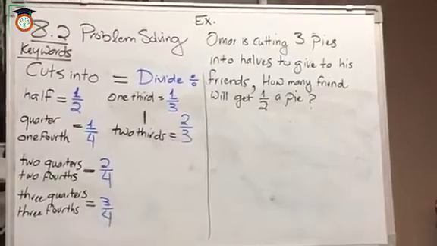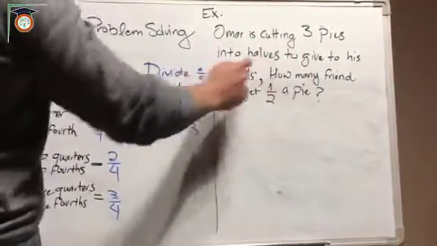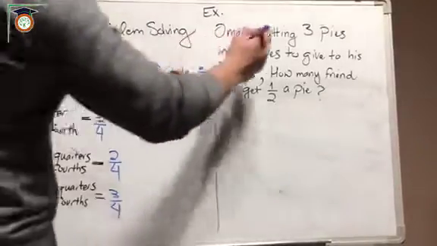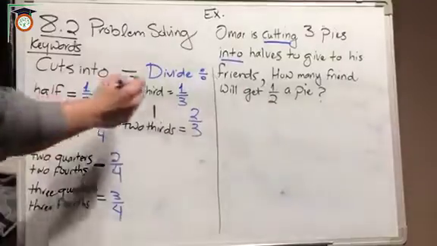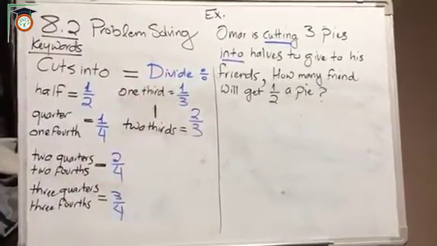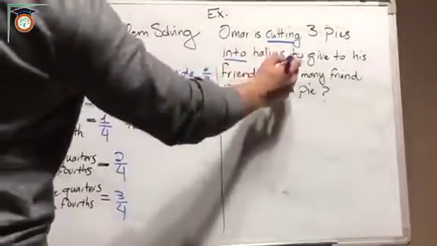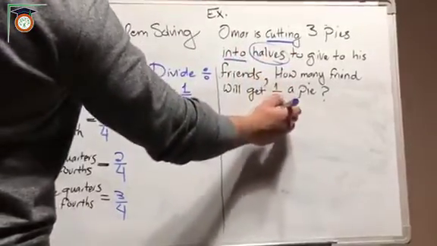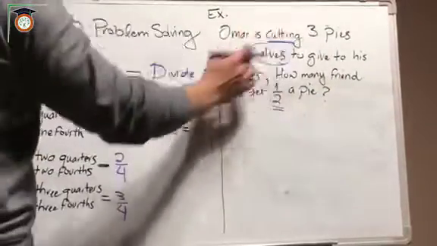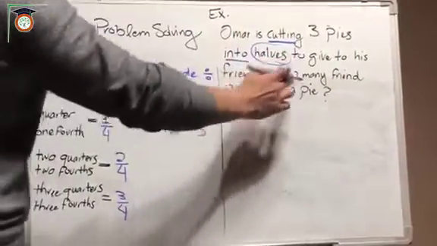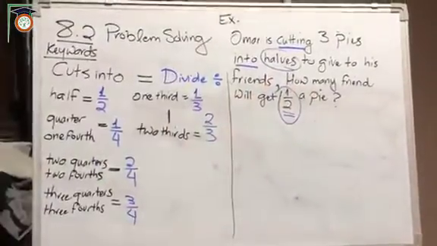Now for our example: Omar is cutting 3 pies into halves. Now we have "cutting into," which means I know that I'm going to divide. Halves means 1/2. He is cutting them to give to his friends. How many friends will get half a pie?